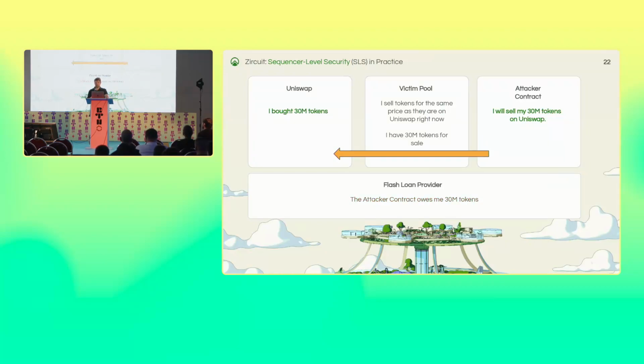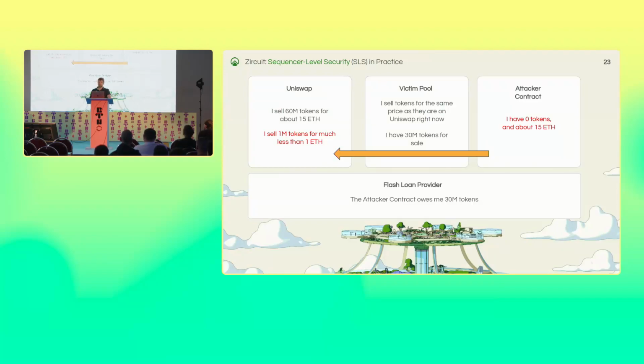Okay, so then the attacker has those tokens, and they say, hey, I will take those tokens and I will sell them on Uniswap to drive the price of the token down, right? So they come to Uniswap and they say, hey, here's 30 million tokens, give me all the ether that you are willing to give me for that. So that will double the amount of tokens in the Uniswap pair. It will drop the amount of ether in that Uniswap pair, and that ether will go to the attacker.